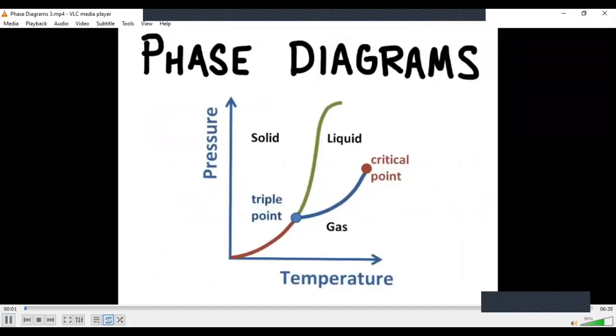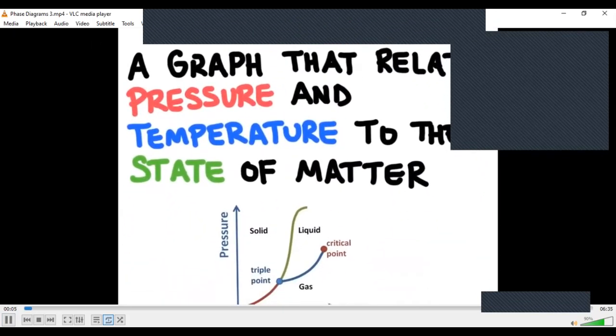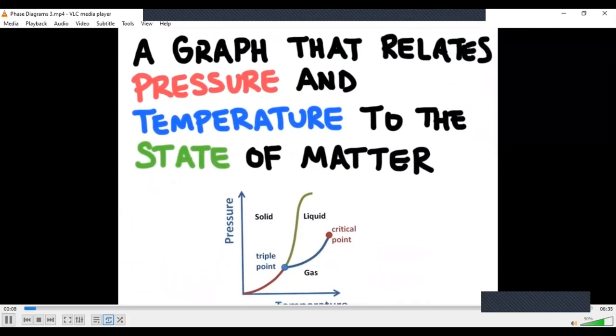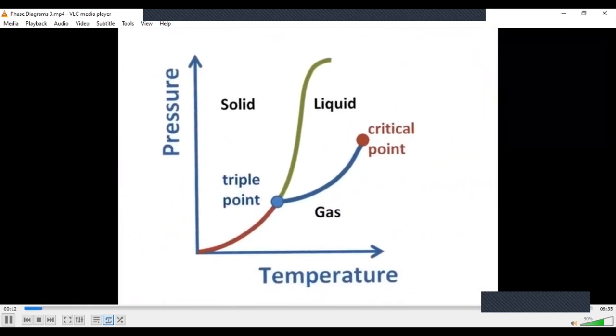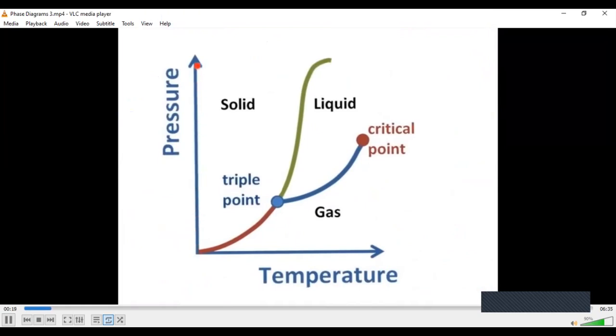We're going to talk about phase diagrams. Phase diagrams are a type of graph that relate pressure and temperature to the state of matter for a given substance. And so this is a phase diagram. On the y-axis, we graph the pressure, and so pressure is increasing as we move up. And on the x-axis, we include temperature, and so temperature increases as we move from left to right.